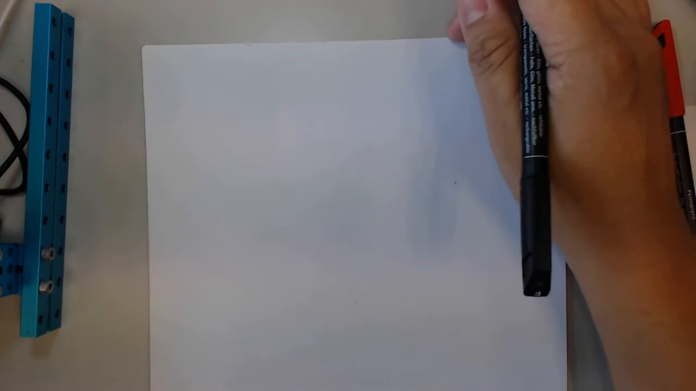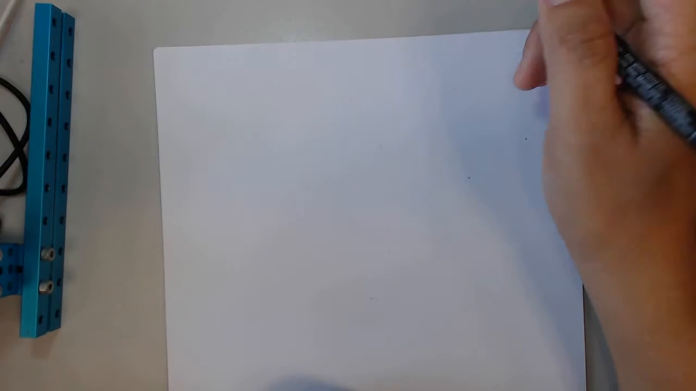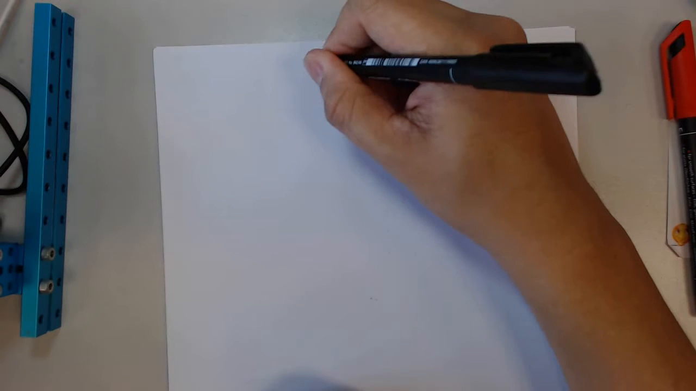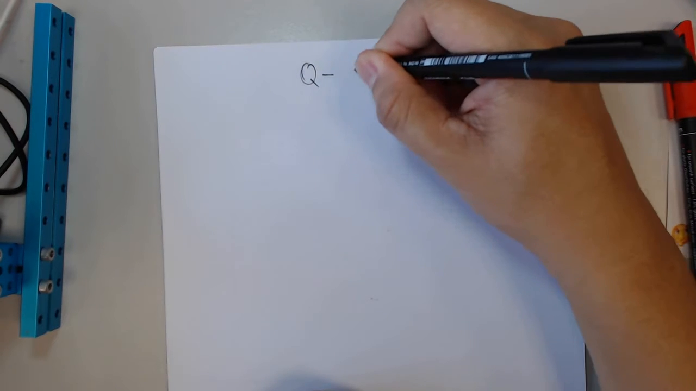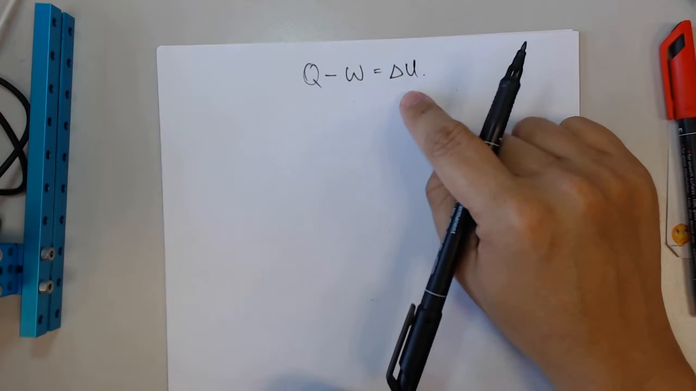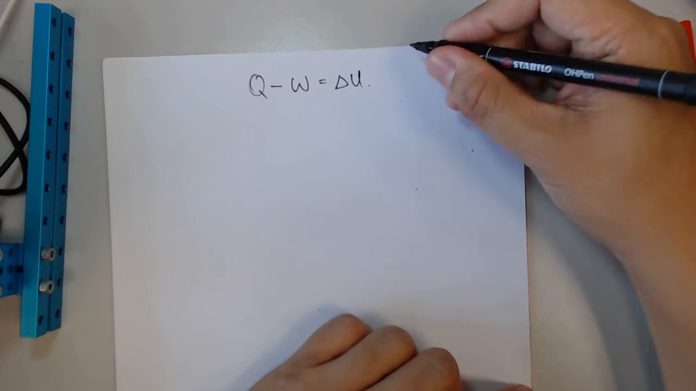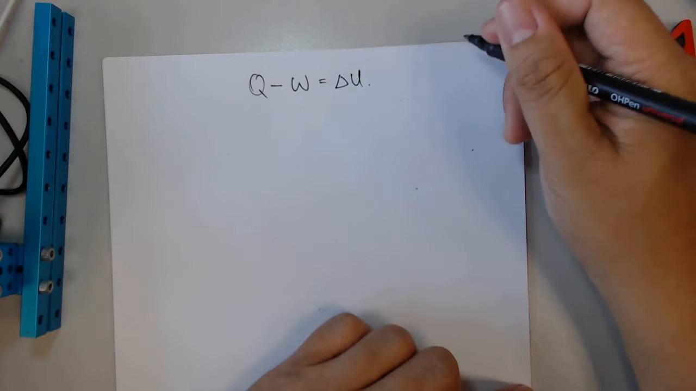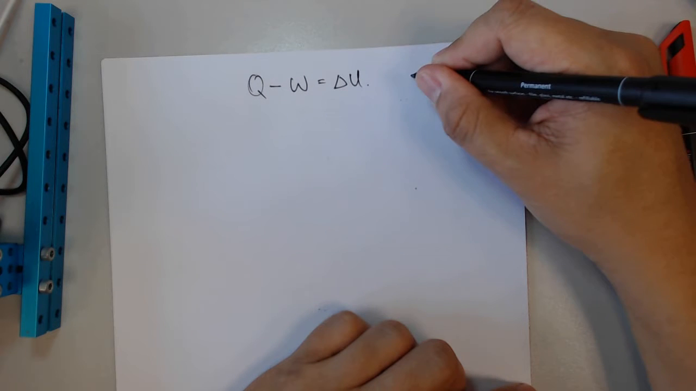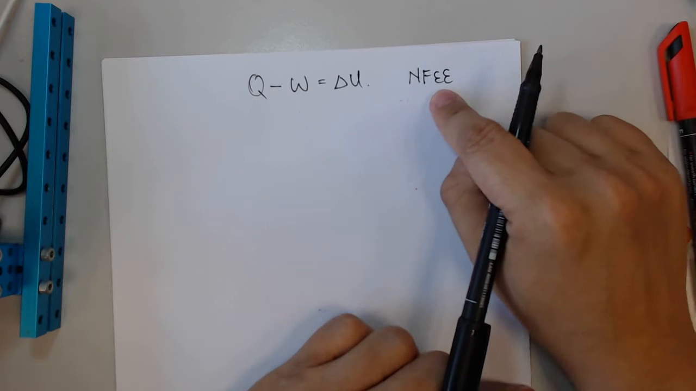Hi everyone. So previously we talked about the first law of thermodynamics, and I introduced you to the equation Q minus W equals delta U. And I actually mentioned that this equation only applies to a closed system, and we like to call this equation the non-flow energy equation, the NFEE.